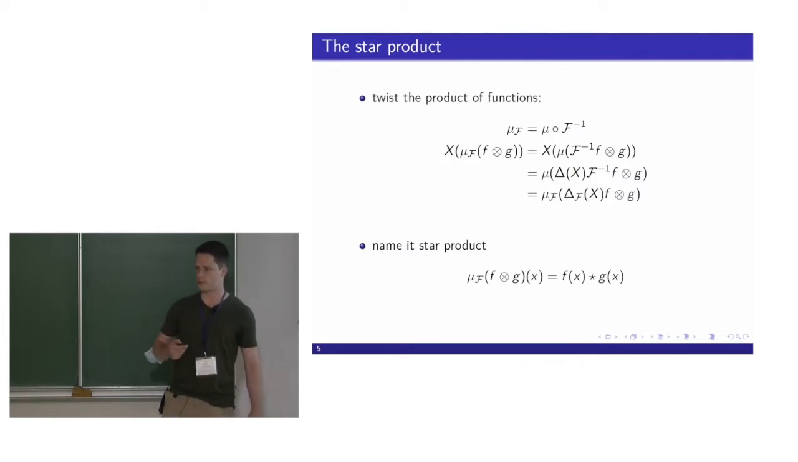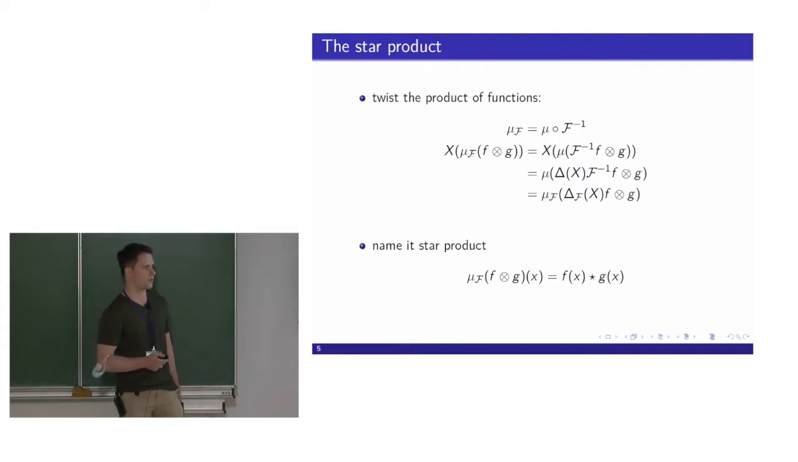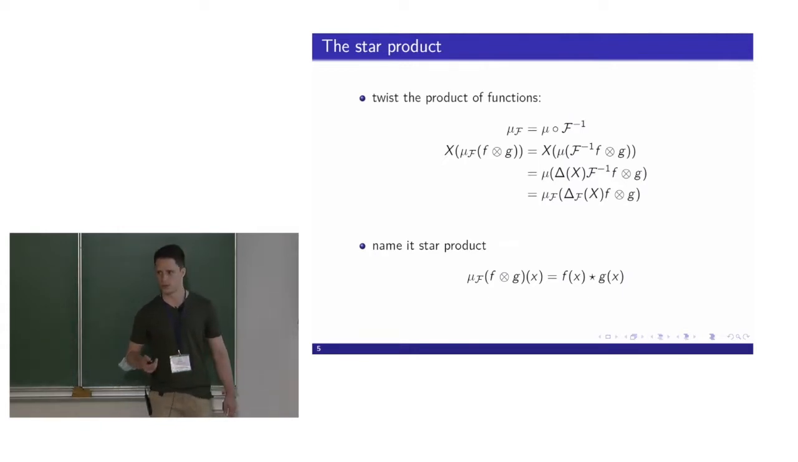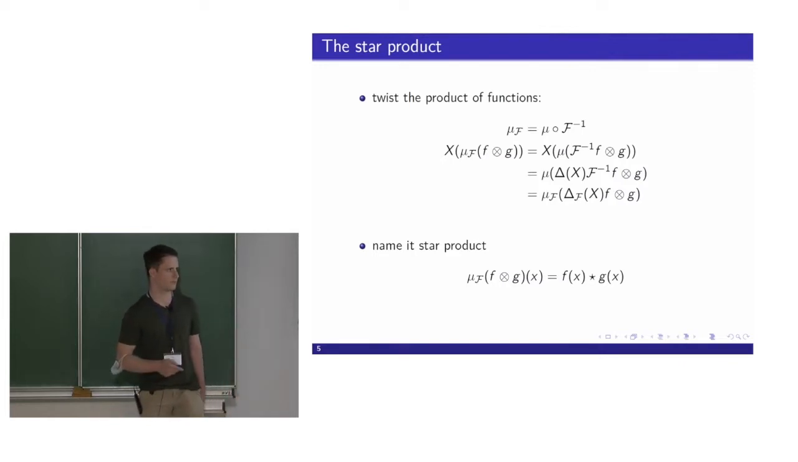The star product, due to the twist, is not commutative anymore, but due to the cocycle condition of the twist, this is still associative. So this is the object we need to deal with.